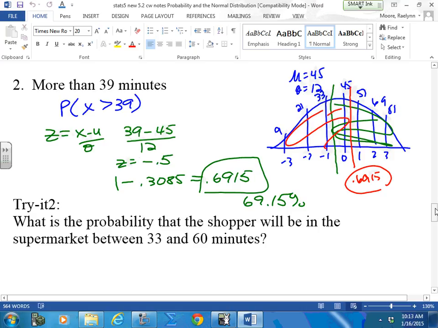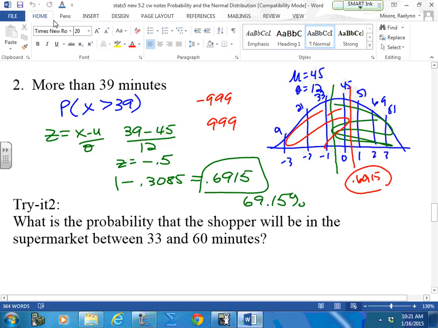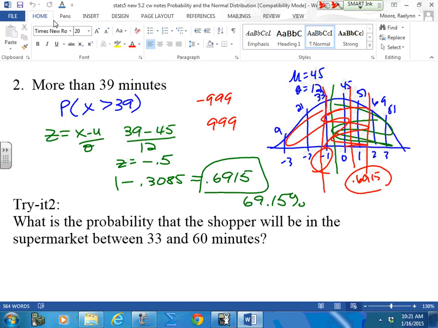Okay. What's your lower limit? Oh, your lower would be negative 999. You want to be between. I'm going to use the same graph between 33, and you know that the negative one is there, and 60. And you want this whole chunk. So again, you want a pretty good size probability.